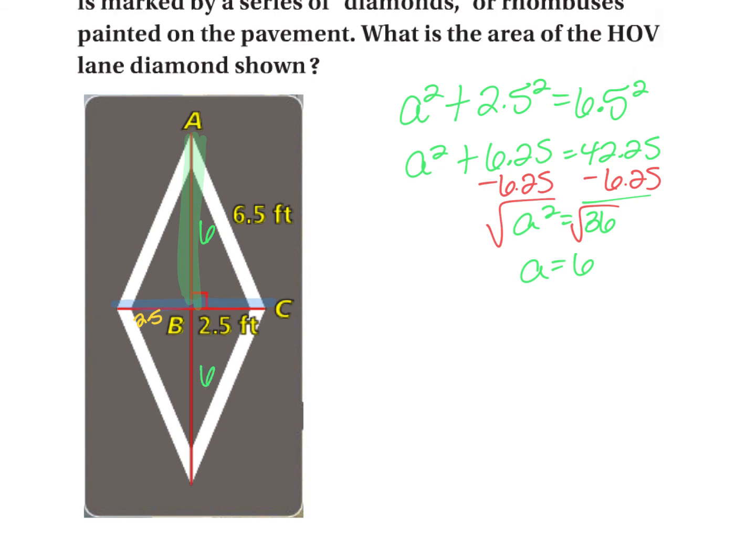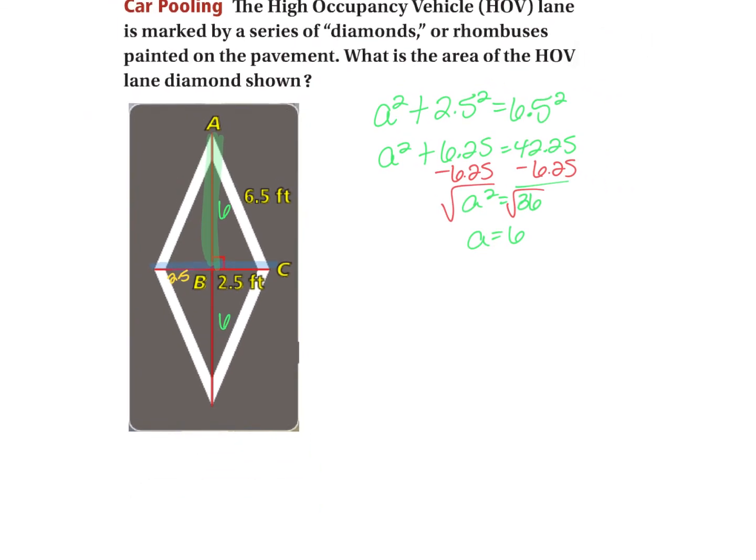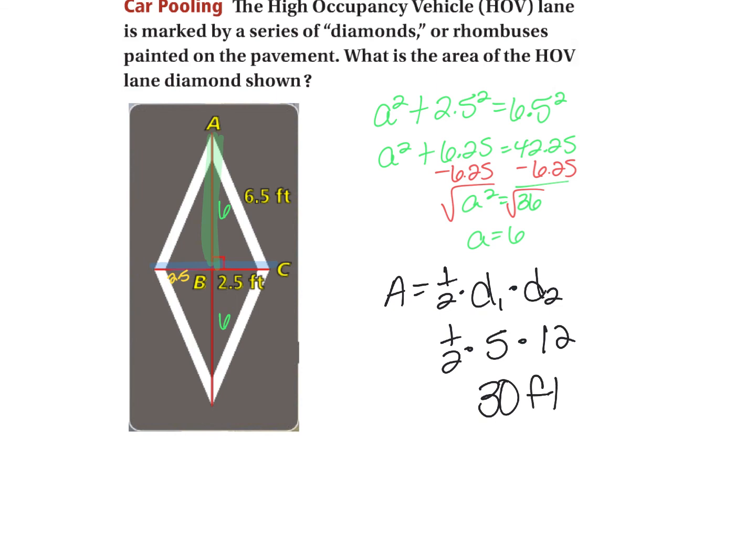All right. That wasn't too bad. Now let's do our formula. So we have 1/2 times d1 times d2. I'll have d1 be my yellow, the horizontal line. 2.5 plus 2.5 would give me 5. Times d2 is 6 plus 6, so 12. And that gives you 30. And what's my label going to be?